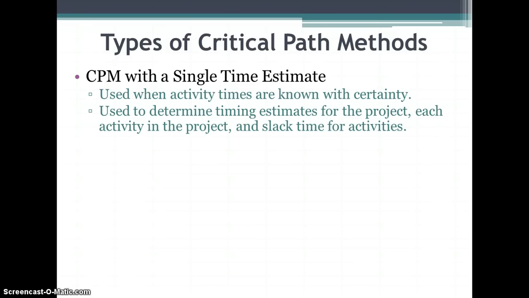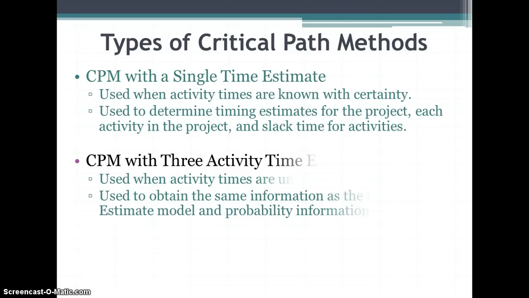So there's two types of critical path methods out there. There's one that uses a single time estimate. The CPM folks like to call this having certainty. It's not really certainty. What this means is there's no probability attached to each activity time.